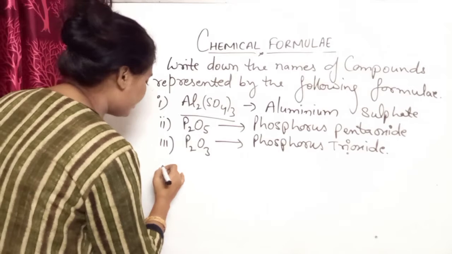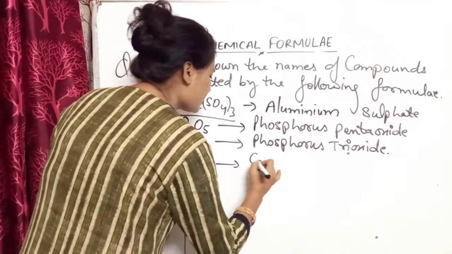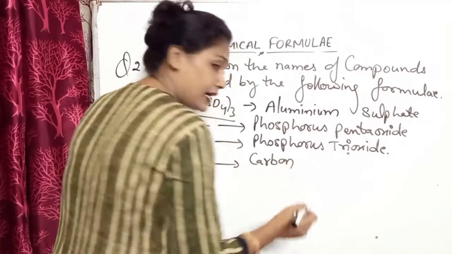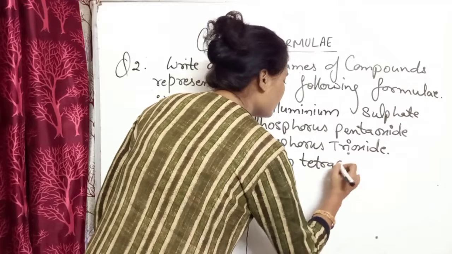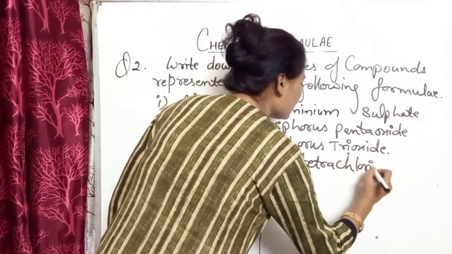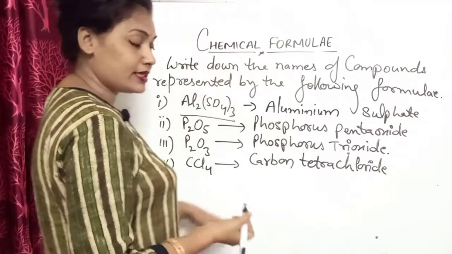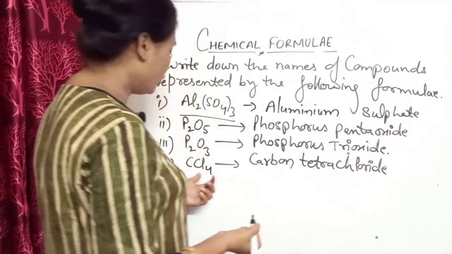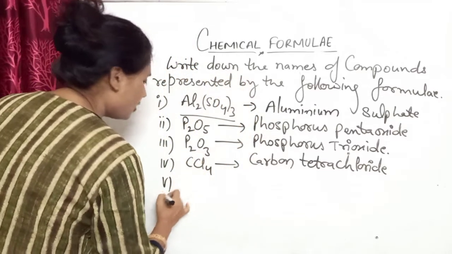CCl4 is carbon tetrachloride. Tetra means 4, so carbon tetrachloride. If 3 is there, then trichloride. If 2 is there, then dichloride. So 4 means carbon tetrachloride, with 4 chlorides.